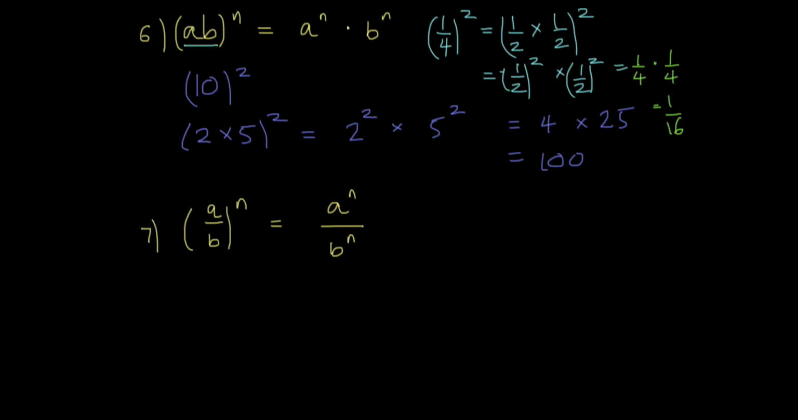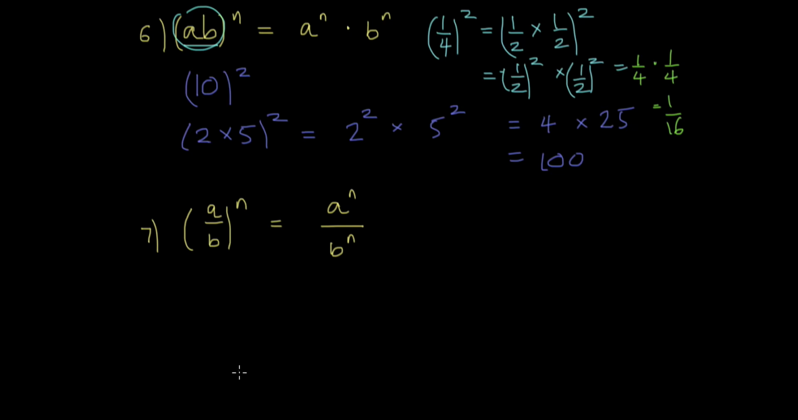The next one is if I have two different bases, but I divide them. So here we were multiplying them. Here, if I divide them, then that becomes a to that power divided by b to that power. Let's look at an example.